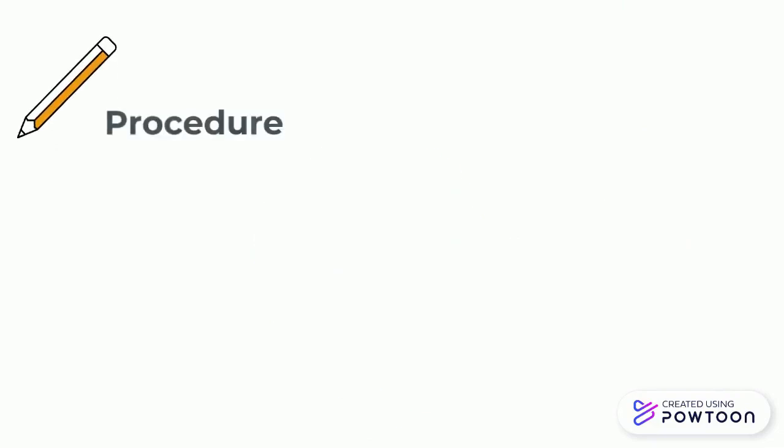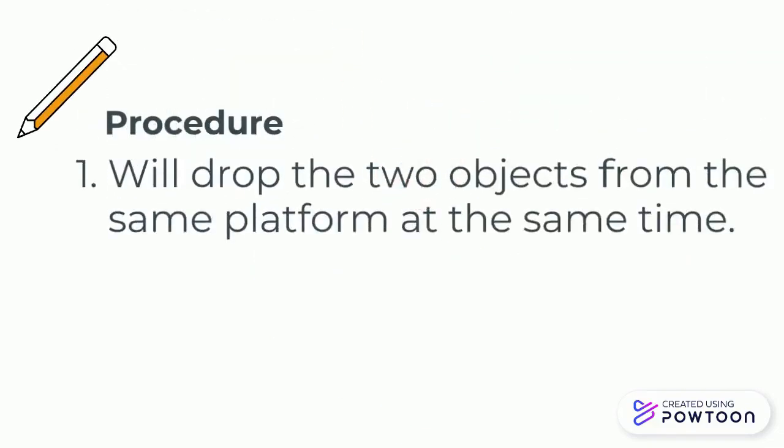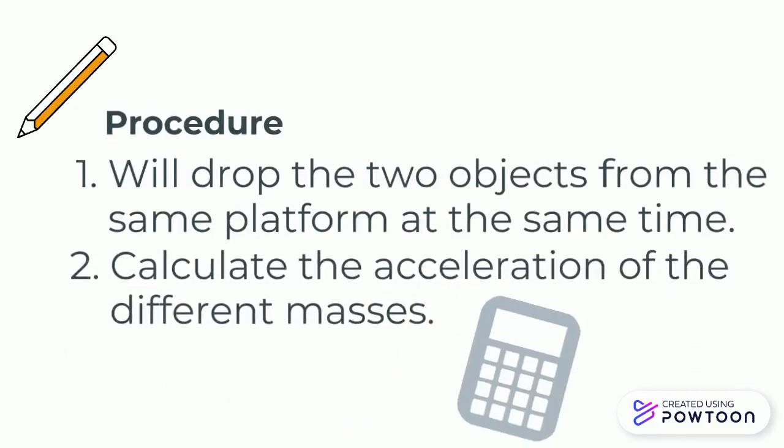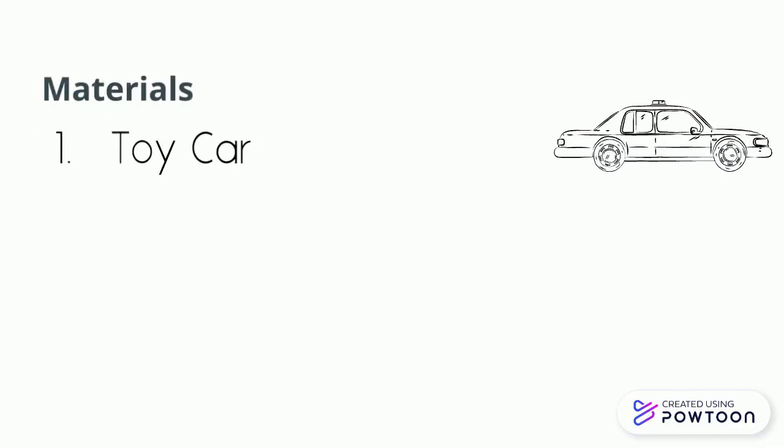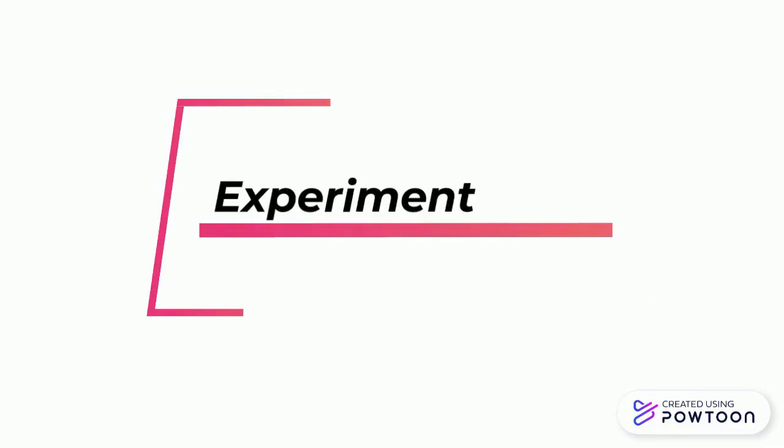To conclude this experiment, I will be dropping two objects with different masses from the same height and at the same time. I will then calculate the acceleration for the two objects and relate this back to the experiment. The materials that I will use for this experiment include a toy car and an action figure. And now it's time to see the experiment.